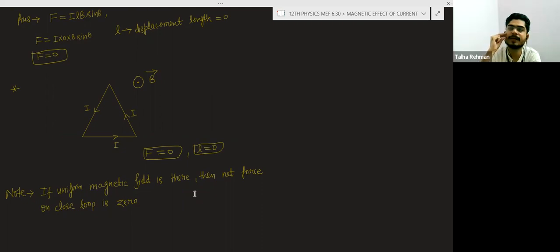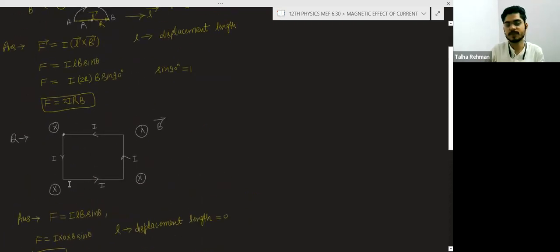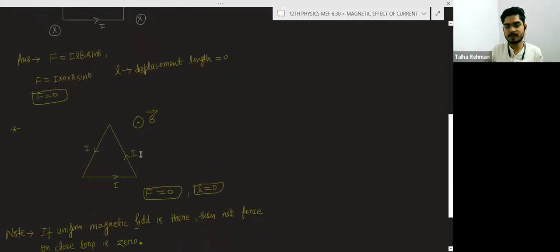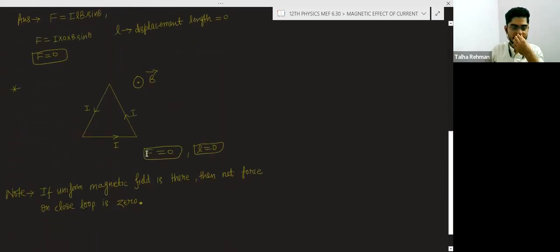And the next topic is the magnetic moment. For the magnetic moment, suppose you have a closed wire, meaning a wire in the shape of a square, a rectangle, or a triangle. So you have a closed current carrying wire. That closed current carrying wire will behave as a magnet.